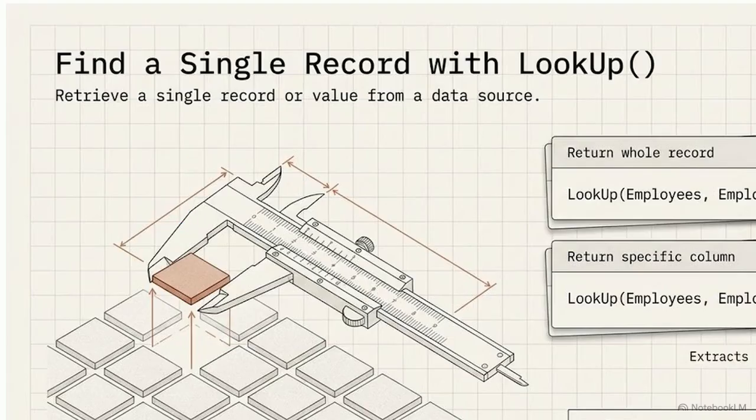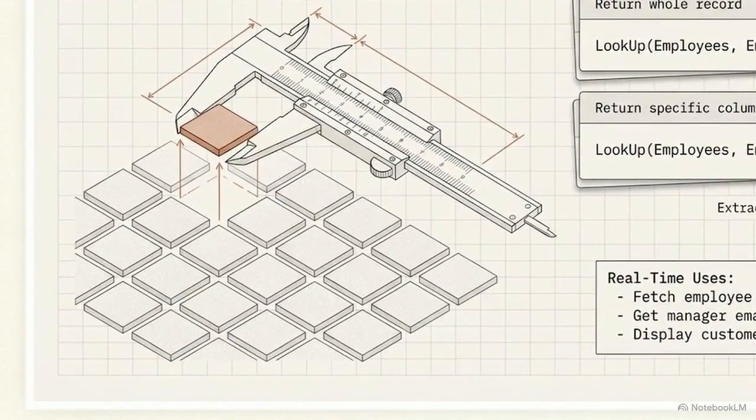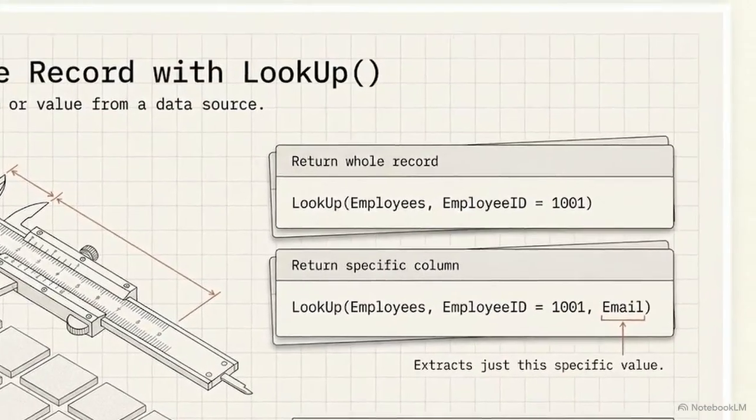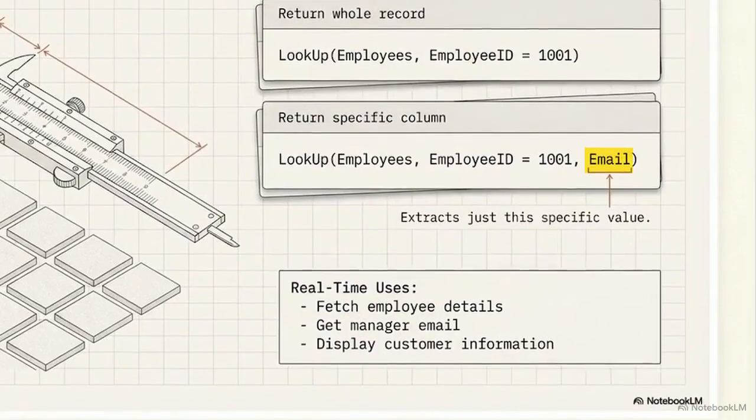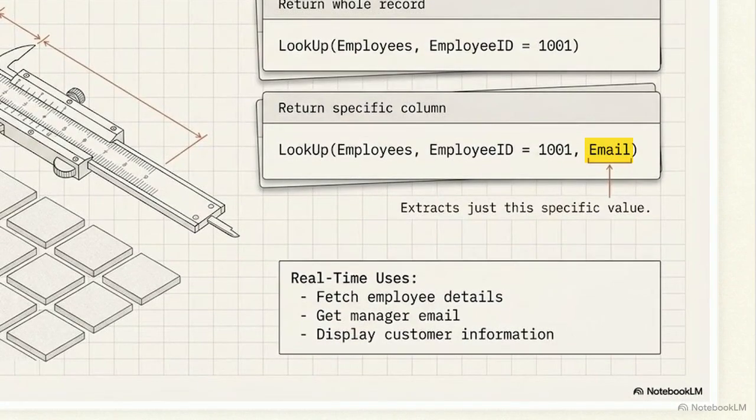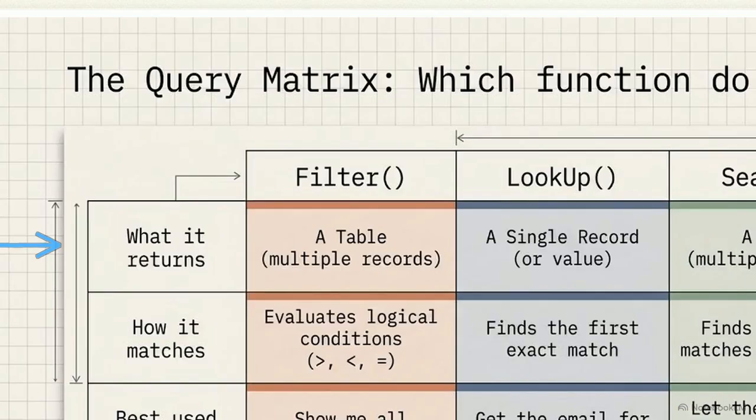Notice how the calipers in this graphic isolate a single block. That represents our next precision tool, the LookUp function. You use LookUp when your app needs to extract one and exactly one specific piece of data from the database. LookUp has a very specific behavior. It stops searching the database at the very first match it finds. This makes it the perfect tool for grabbing an exact value, like finding the specific email address attached to employee ID 1001. This query matrix table highlights a critical rule. Under what it returns, you can see that Filter will always return a table of multiple records, while LookUp returns a single record or value.